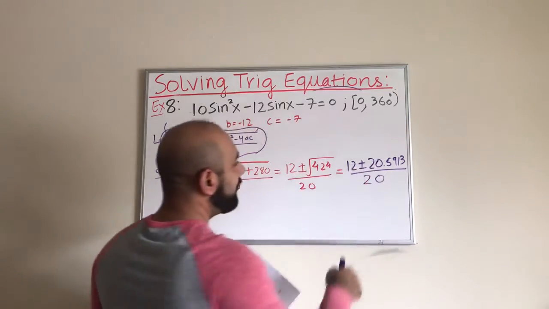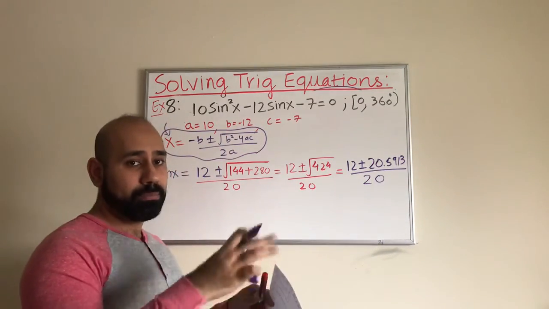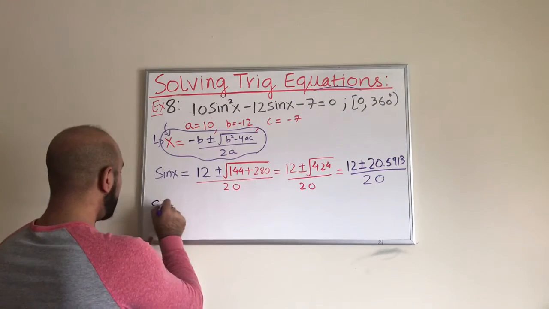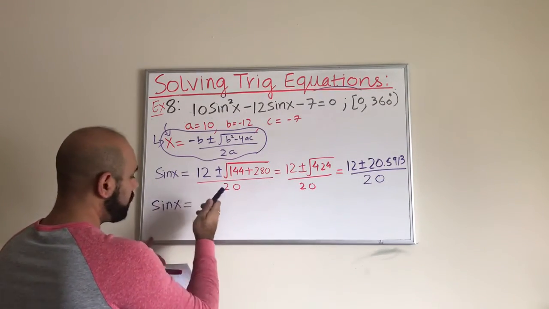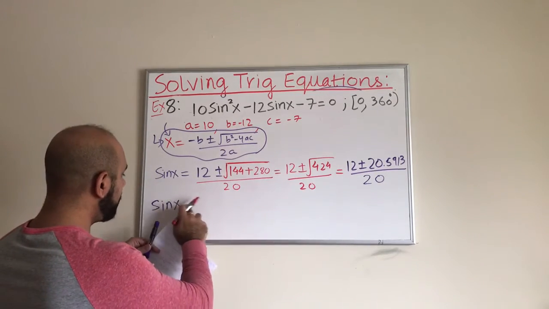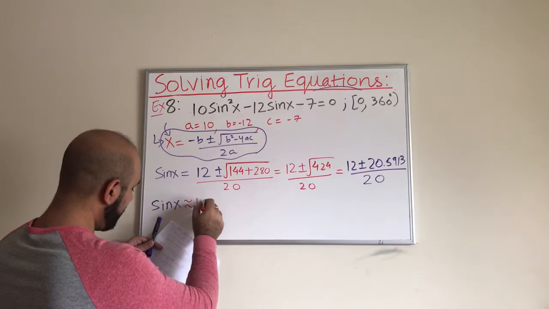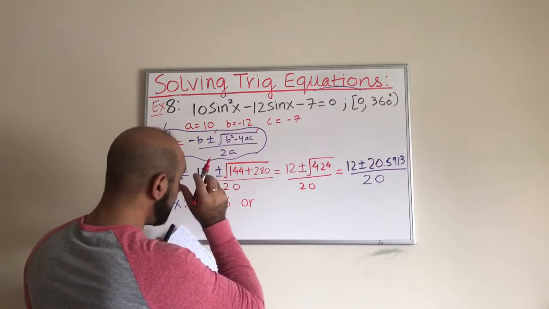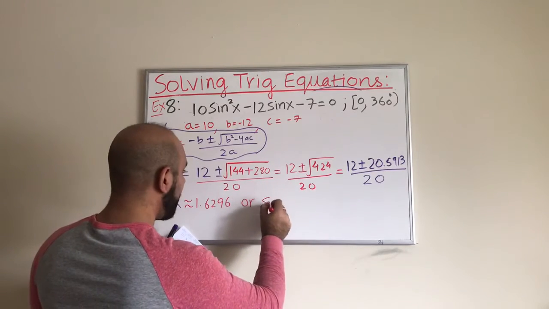Now from here, we can clearly see that there are going to be 2 solutions. There's a plus and there's a minus. So when I use the plus and minus, this is what I got. Sine of x equals, using the 12 plus, I got 1.6296. That was one of the solutions for sine x. And then the other one that I got was sine of x.